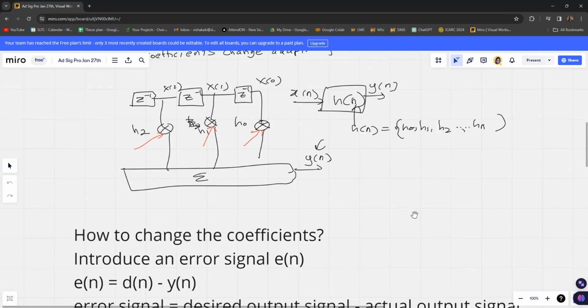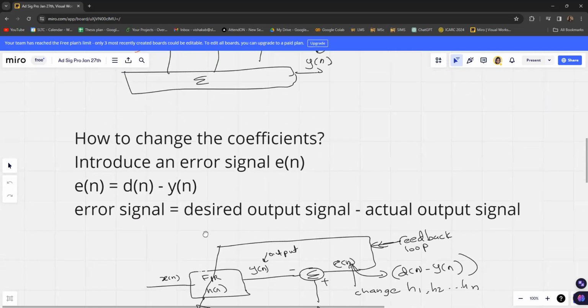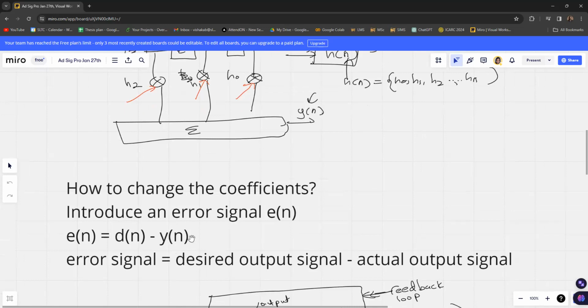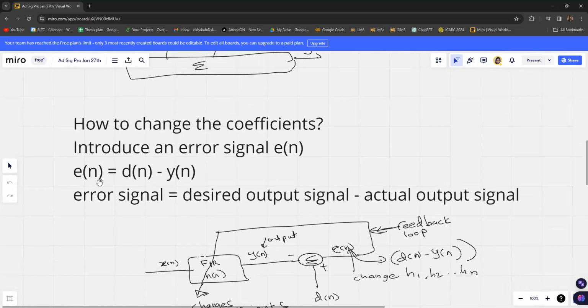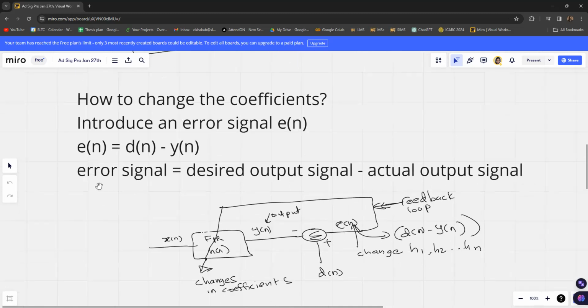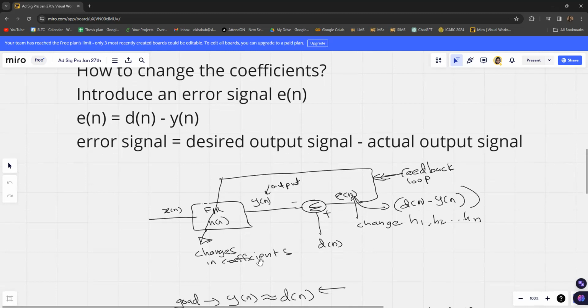By changing the values of the filter coefficients, we can change the output of the filter such that the desired signal that we want from the filter is almost equal to the output signal from the filter. The output signal from the filter we denote using y(n), and we are trying to make d(n) and y(n) almost equal. So we define something called the error signal, e(n), and that e(n) should be made as small as possible. The e(n) is changed by changing the values of the filter coefficients, and we have certain algorithms to change the filter coefficients.